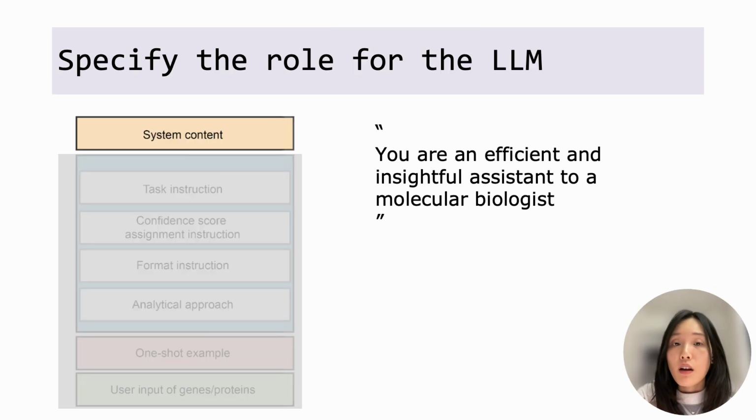To break it down, first is to specify the role for the LLM in the system content. Why is this important? Telling the role helps the LLM be more focused on a certain context in its response, and we saw that the result actually aligns better with our expectation. Here, the context is molecular biology, so we are telling it to be an efficient and insightful assistant to molecular biologists.